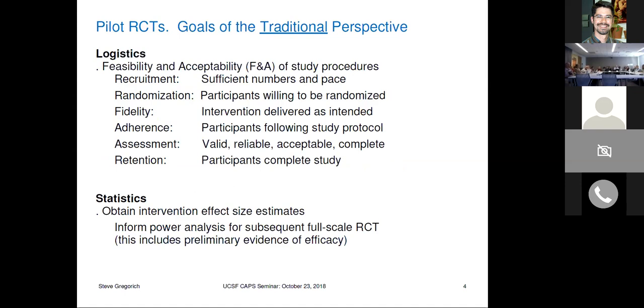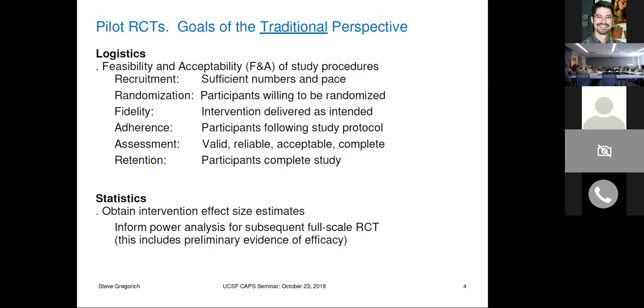And so traditionally, mostly I think what people focused on is, well, logistically, that they could recruit, that they could randomize, and that they could retain. And a lot of times people didn't focus on things like intervention fidelity or participant adherence or burden of assessments in their proposals. It's more like the 3 R's: recruitment, randomization, retention, and then statistics. You wanted to obtain an effect size estimate that you would use to inform the power analysis for your subsequent full-scale RCT.